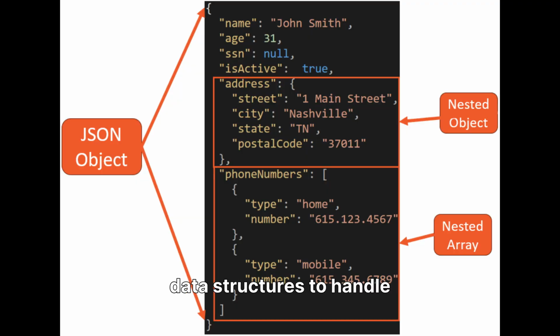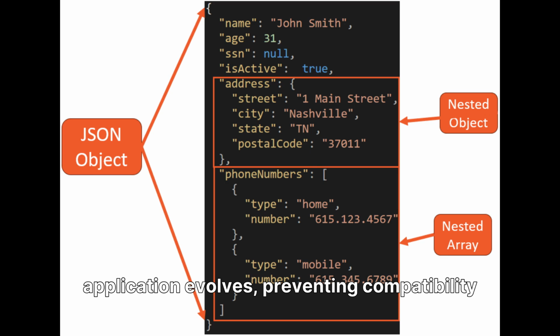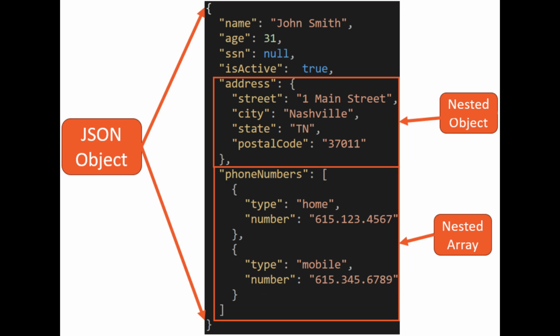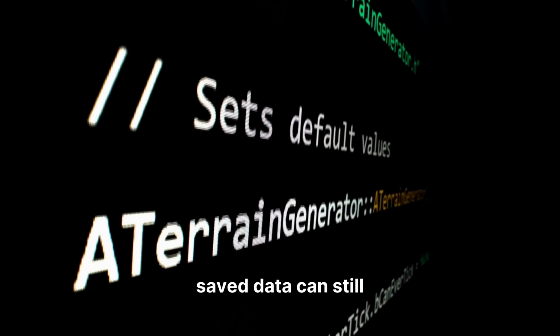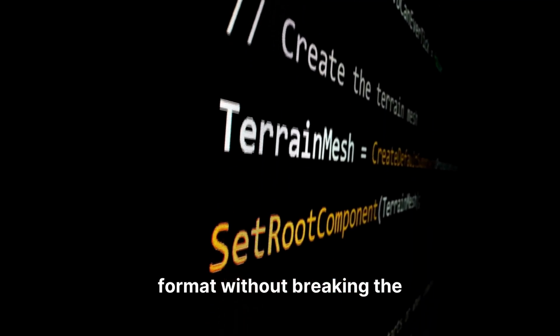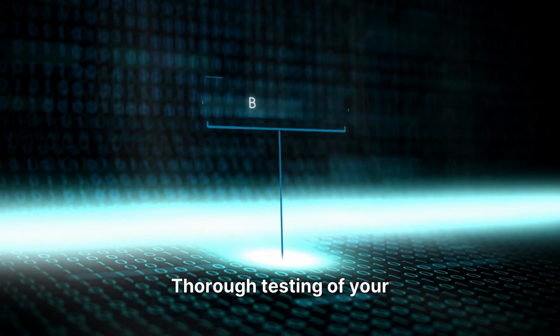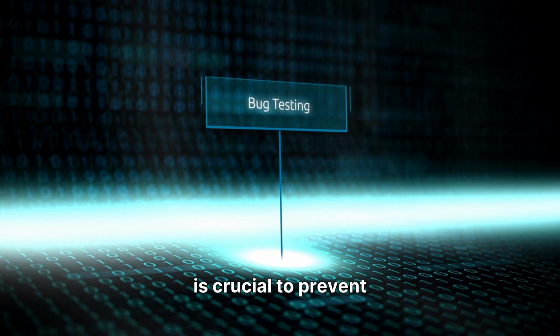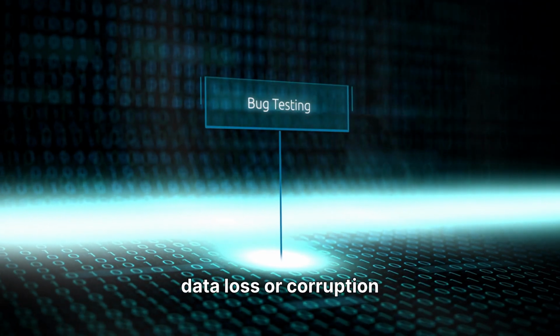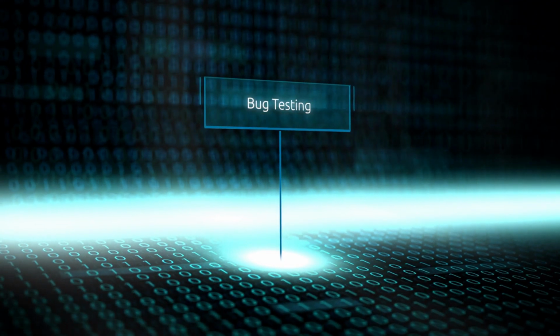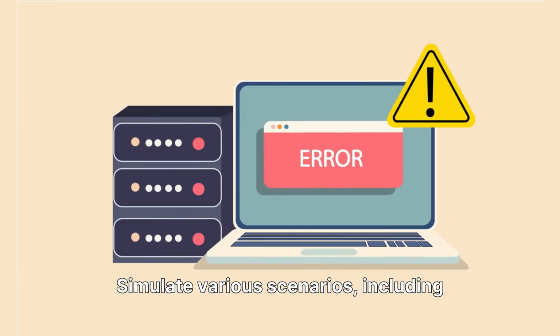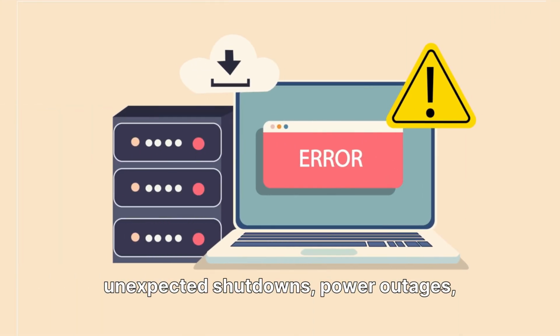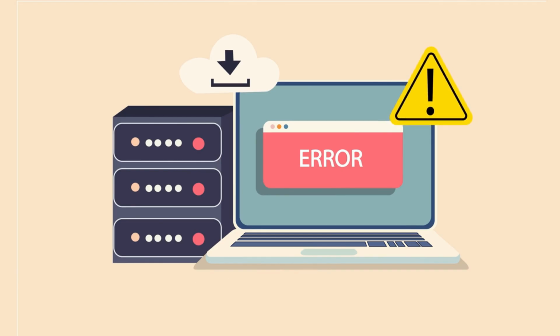Implement versioning for your data structures to handle changes gracefully as your application evolves, preventing compatibility issues. This ensures that older saved data can still be loaded and potentially migrated to the new format without breaking the application. Thorough testing of your saving and loading mechanisms is crucial to prevent data loss or corruption under various conditions. Simulate various scenarios, including unexpected shutdowns, power outages, and disk-full errors, to ensure your persistence logic is resilient.